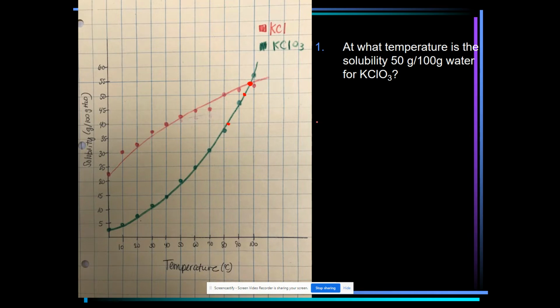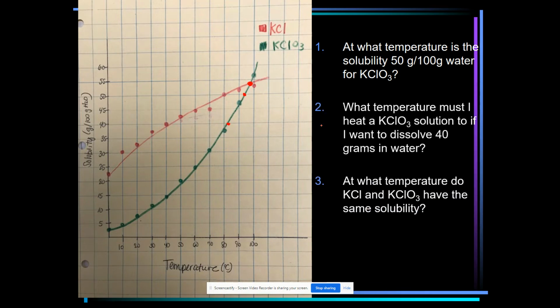All right, so this is what you should have drawn. Here are the lines, okay? And we're going to look at these three questions. So the first question says, at what temperature is the solubility 50 grams of KClO3? That's my green line. So I'm going to go to 50 grams, and on the line, I find out what the temperature is. It would help if I had a ruler, but it's around 92, 93.